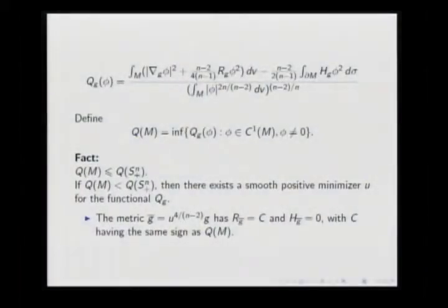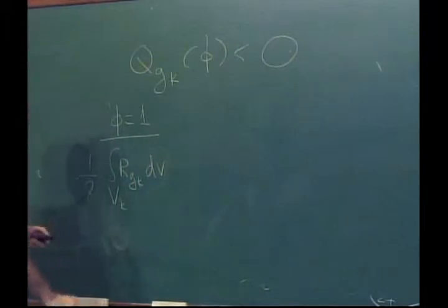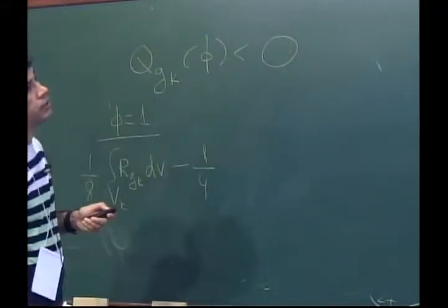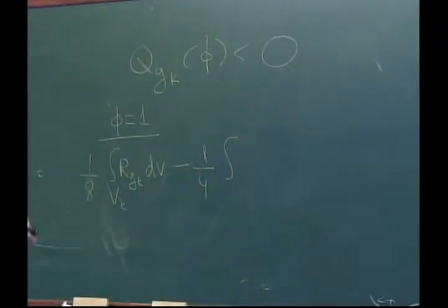So just choose the function equal to 1. If you look at the functional here, it will be 0. So here will be 1 over 8 integral of vk, volume of vk, 9 integral of vk R minus 1/4. So the first component of our manifold is a minimal surface, so you have just the other component.